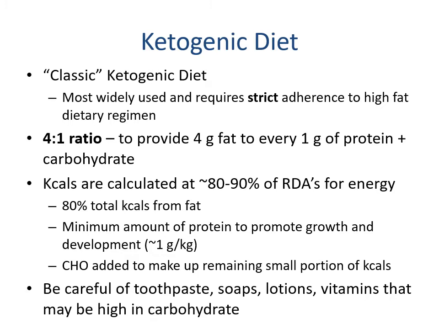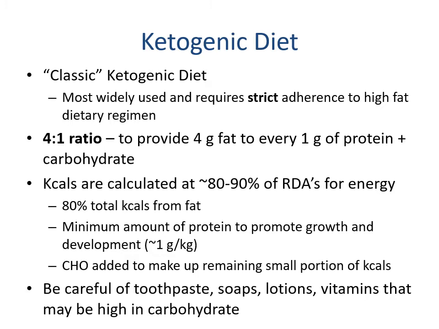So we typically prescribe approximately a 4-to-1 ratio, so 4 grams of fat for every 1 gram of protein and carbohydrate. And calories are calculated at about 80 to 90% of RDAs, with about 80% of the total calories coming from fat. And again, the minimum amount of protein to promote growth and development, so 1 gram per kilogram.